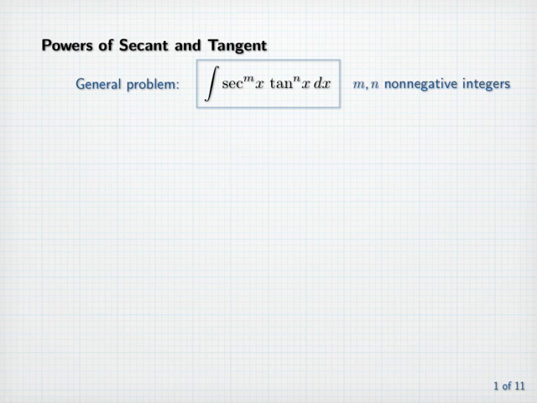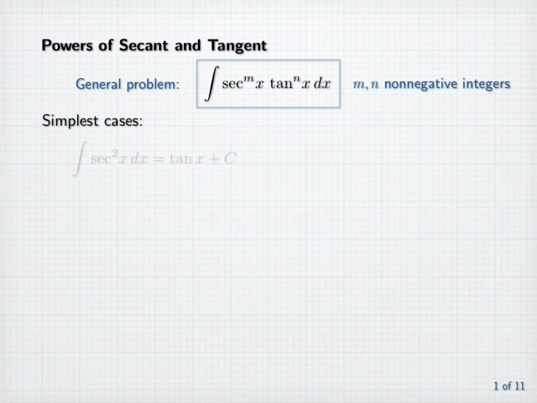of tangent. It's worth pointing out that integrands of this sort can also be written in the form of a power of sine divided by a power of cosine, where the power of cosine in the denominator is at least as large as the power of sine in the numerator. Now let's look at the simplest cases here. There are two that we're already familiar with.